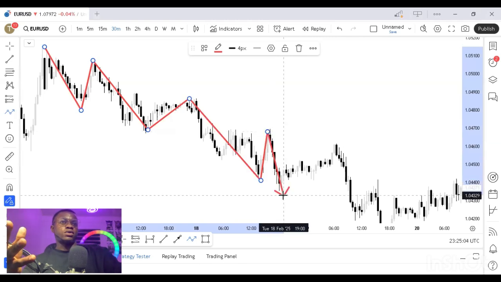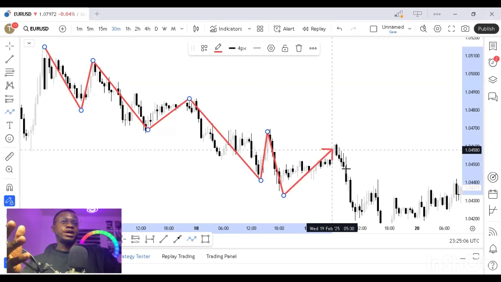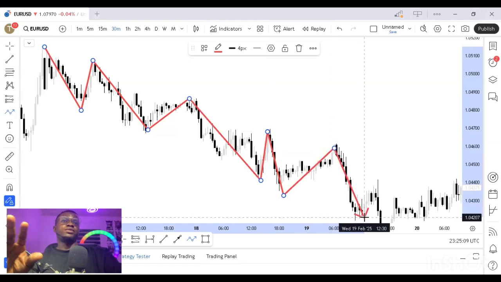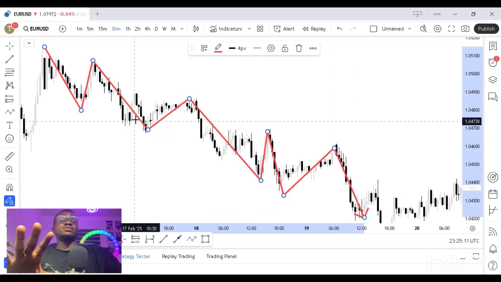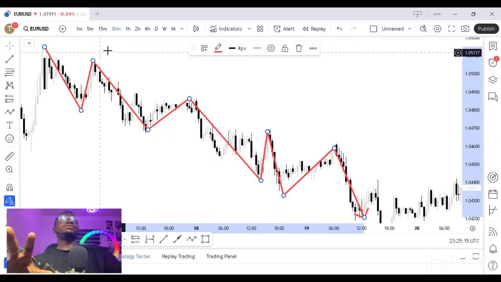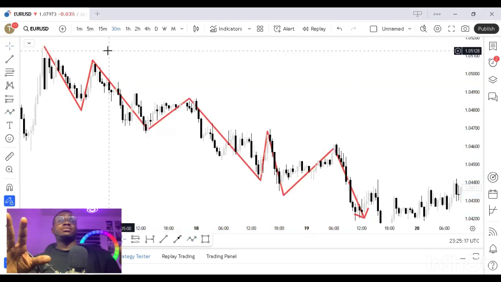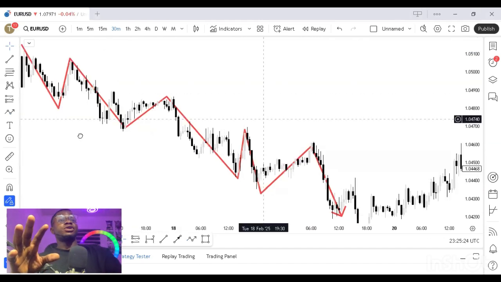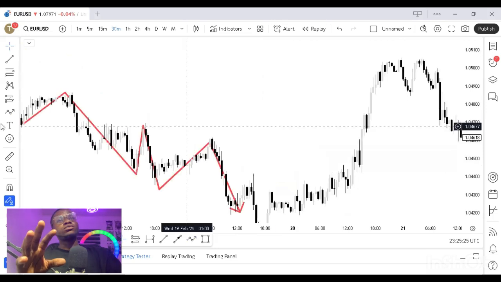This is your lower low, lower high, lower low. You can see it doesn't look as smooth or accurate as what I showed you earlier on, but the objectives are the same. You have the lower low, the correction, price pulling down, retracement, correction. You have everything intact.